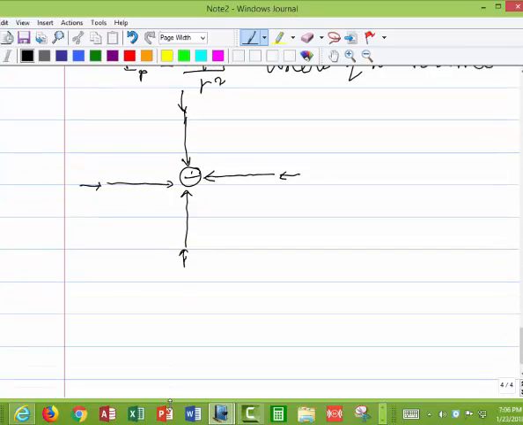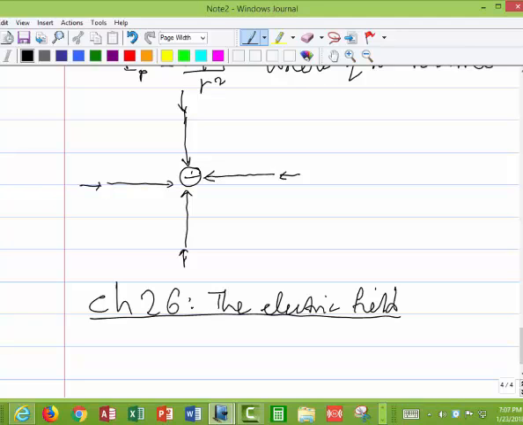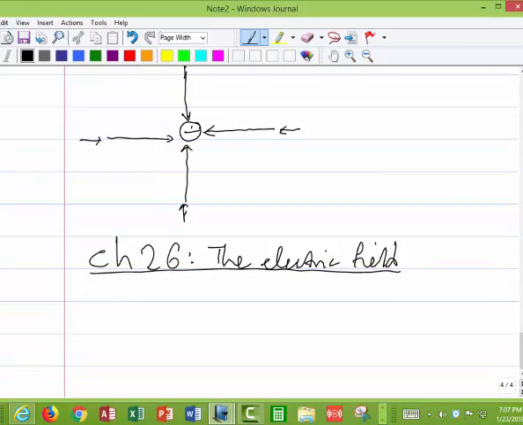So let's continue. This is now chapter 26. We've already seen what happens when you put a probe or test charge at some point next to a source charge. The source charge distorts the space around it and produces an electric field which acts on the test charge. So the electric field is the force on the test charge divided by the test charge. That's what gives us our formula. Now let's look at the electric field of multiple charges.